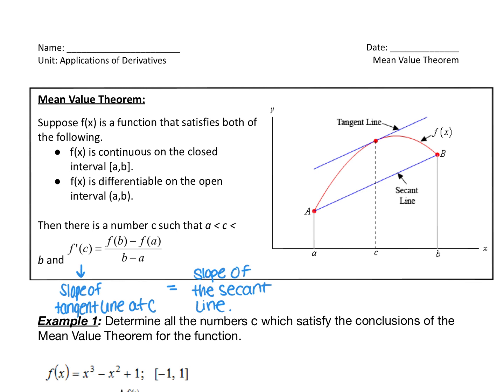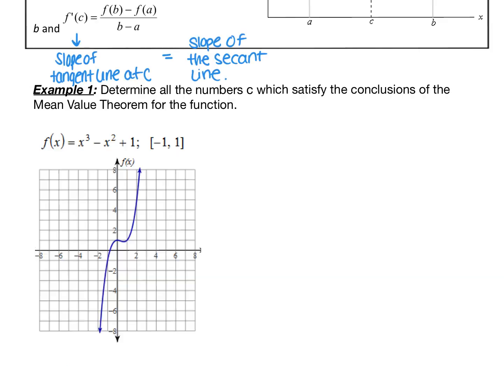And the reason why I know that that's the slope is because f of b minus f of a is the slope formula. So it's very similar to Rolle's theorem, except in Rolle's theorem, a and b were two equal points. Here, a and b are not necessarily the same point. So in order to find the slope of this tangent line, we're going to need to find the slope of this secant line. So let's take a look at example number 1.